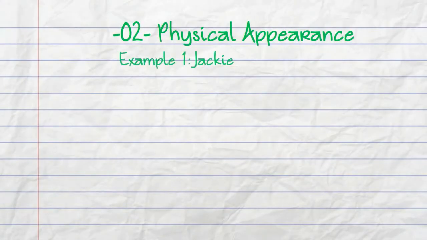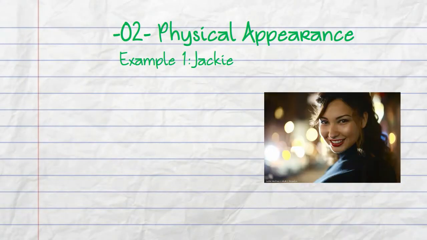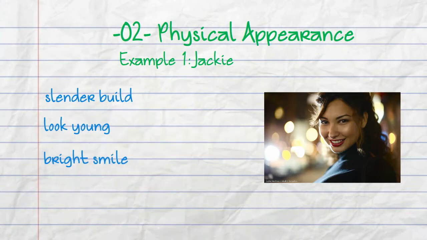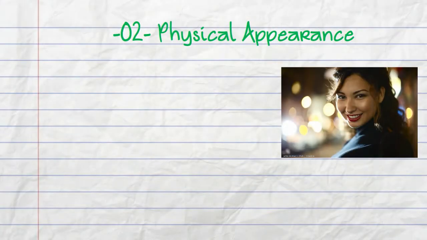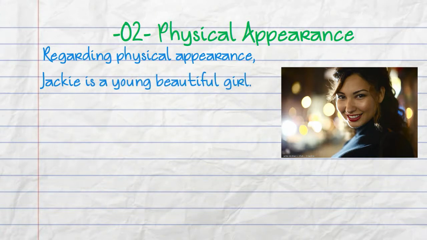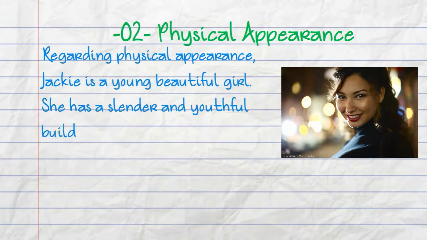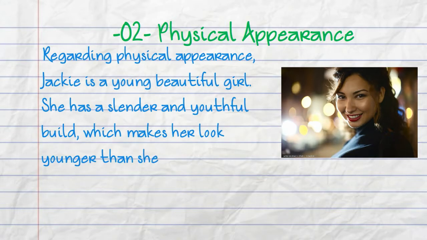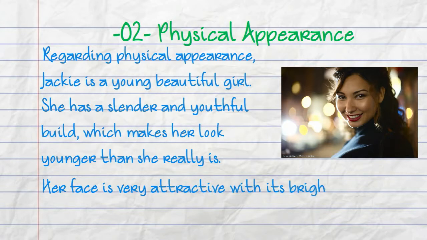Let's come back to the first example of Jackie. From this picture, you can say that she has a slender build, she looks young, a bright smile, a beautiful face. You can say, regarding physical appearance, Jackie is a young, beautiful girl. She has a slender and youthful build, which makes her look younger than she really is. Her face is very attractive with this bright smile and friendly expression.